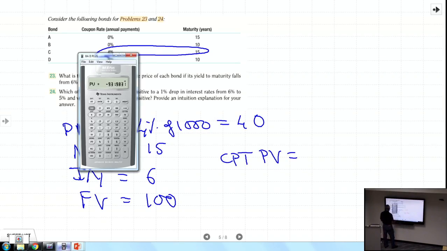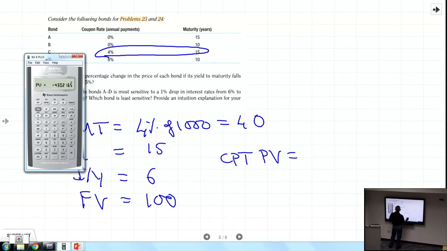And once we compute present value, so we go over here, clear everything, second clear TVM. 100 is future value. 15 is our N. 6 is IY. And 40 is our payment. So we compute present value. The price of this bond is 430.